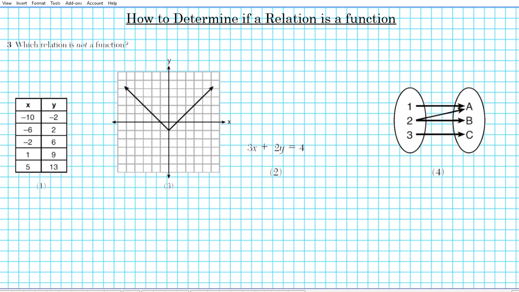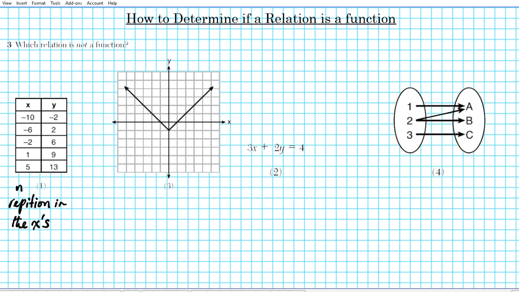All right, the first one, we have a table. Whenever you're given a table of values, what you are looking for is repetition in the x's. So let's write that down. Repetition in the x's. If there are no repetitions in the x's, then it is a function. If there are any repetitions in the x's, then that's not a function.